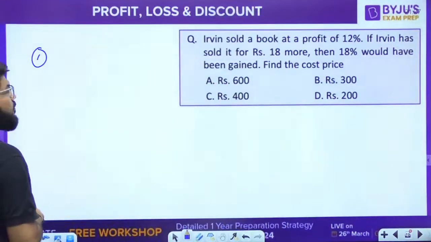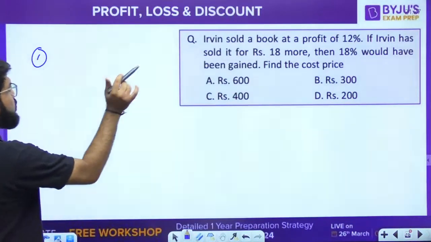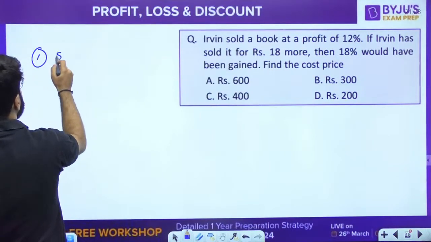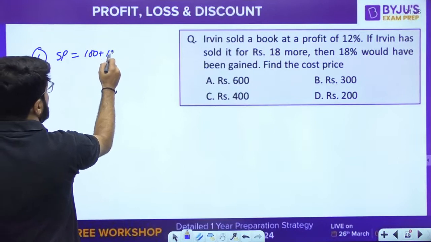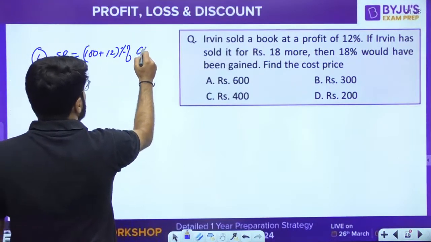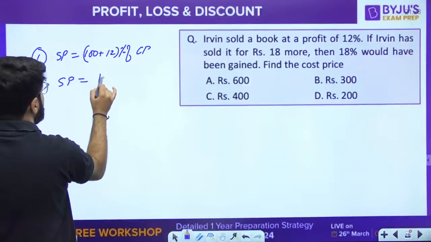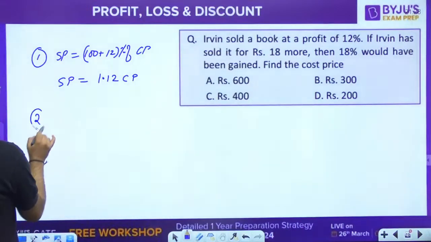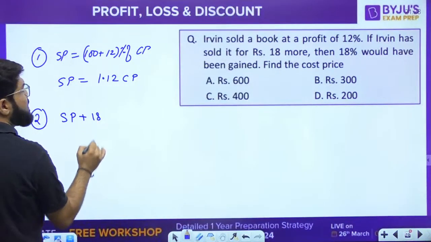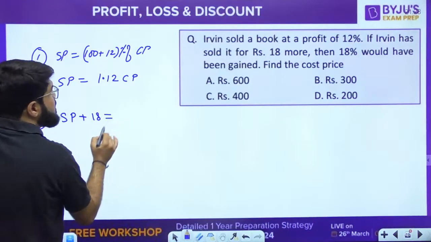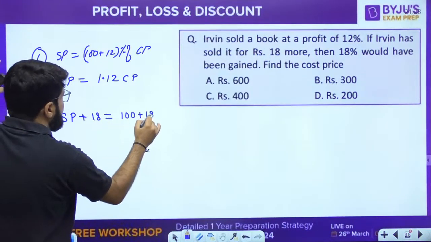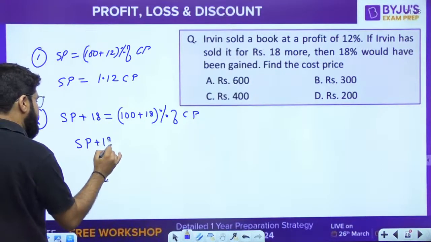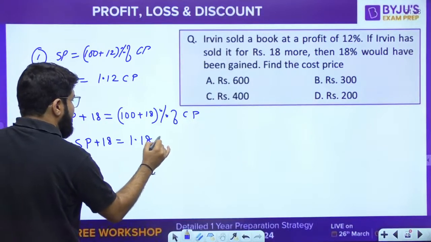Okay, Arvind sold a book at a profit of 12%. In the first case, the selling price, suppose that is SP, is 100 plus 12% of the cost price. That means the selling price is 1.12 times the CP. If he sold it for rupees 18 more, meaning the selling price was SP plus 18, then he would have made 18% profit. Then this should be equal to 100 plus 18% of the cost price. So SP plus 18 should be equal to 1.18 times CP.